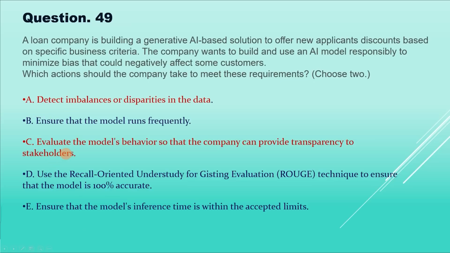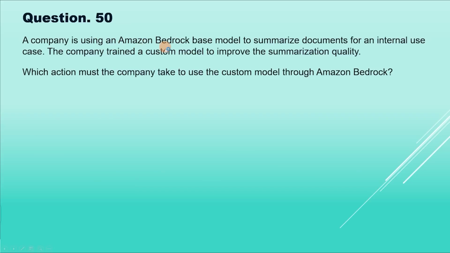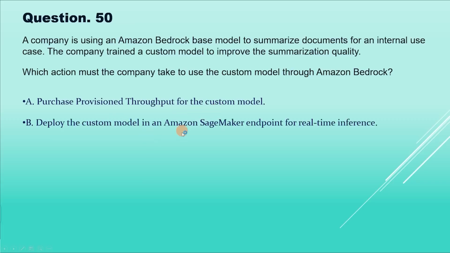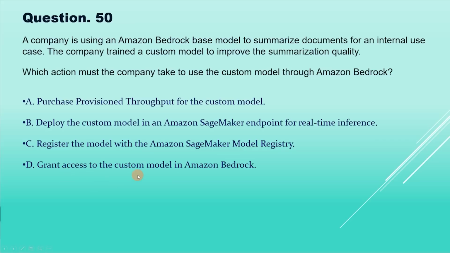Now question number 50. A company is using an Amazon Bedrock based model to summarize documents for an internal use case. The company trained a custom model to improve the summarization quality. Which action must the company take to use the custom model through Amazon Bedrock? Option A, purchase provisioned throughput for the custom model. Option B, deploy the custom model in an Amazon SageMaker endpoint for real-time inference. Option C, register the model with the Amazon SageMaker model registry. Option D, grant access to the custom model in Amazon Bedrock. Take your time to guess the answer.